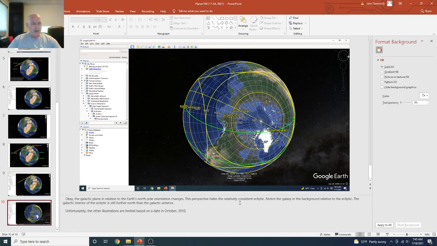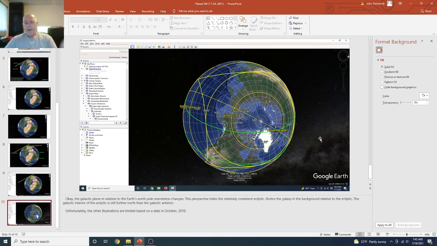Okay, the galactic plane in relation to the Earth's North Pole orientation changes. This perspective hides the relatively consistent ecliptic. Notice the galaxy in the background relative to the ecliptic. And as you can see here, I arranged my view of Google Earth so that the ecliptic that goes all the way around the planet is completely hidden. It's basically, you might say, the planet's equator in a sense in this particular view. Not that it is, it's just set that way so it's perfectly at the half, okay?